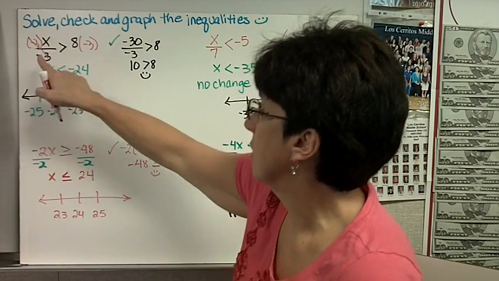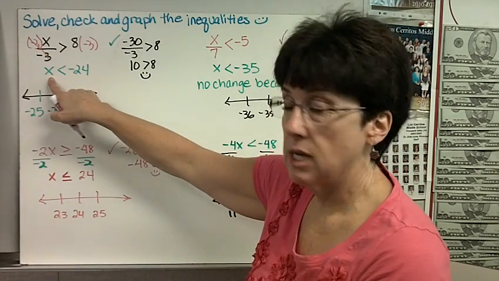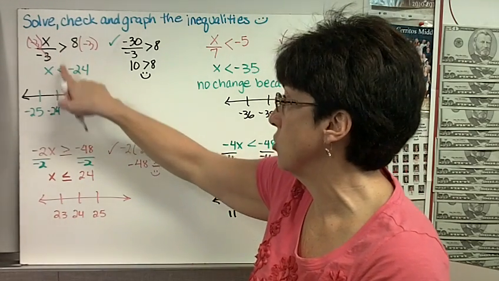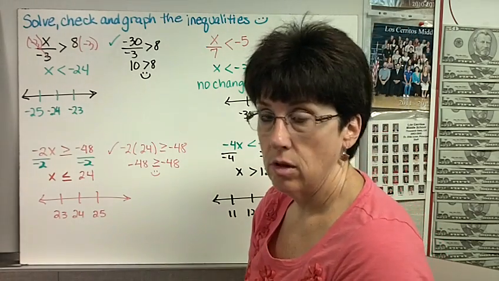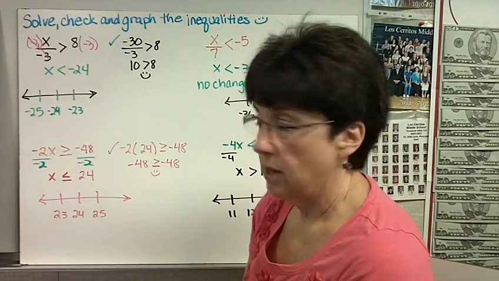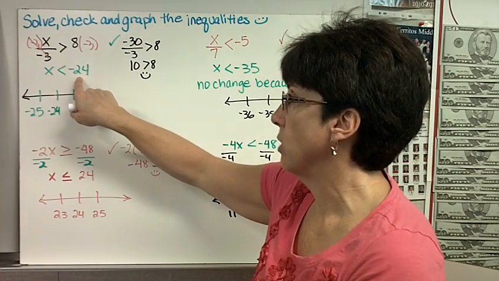These cancel out. Anything over itself is 1. So x comes down. Because I'm multiplying by a negative, I change the direction of my inequality, and 8 times negative 3 is negative 24. Well, let's check that before we graph it. This says x is less than negative 24.